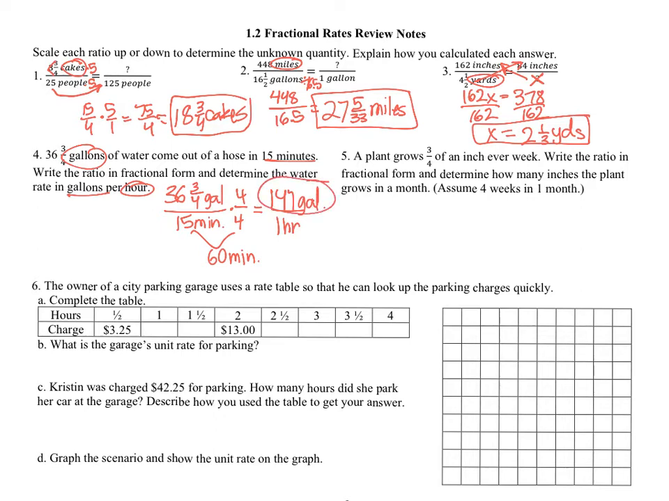Number 5, a plant grows 3/4 of an inch every week. Oh, that should have a Y on there. Write the ratio in fractional form and determine how many inches the plant grows in a month. And we're just going to do 4 weeks per month.